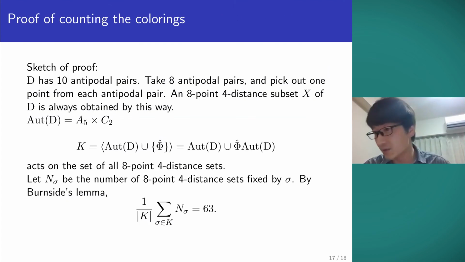Actually, we can skip the outline of the proof, but anyway, we can count without classifying the colorings. We can count by the band-size lemma.